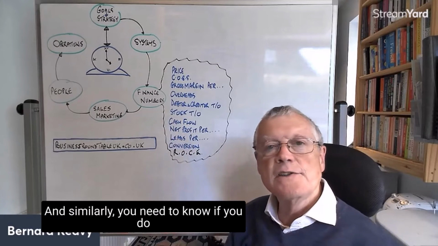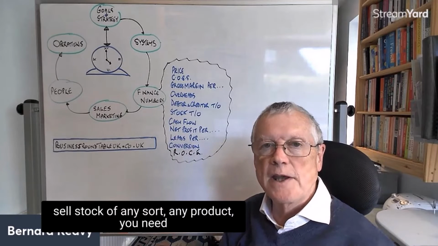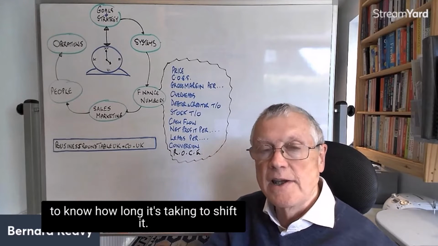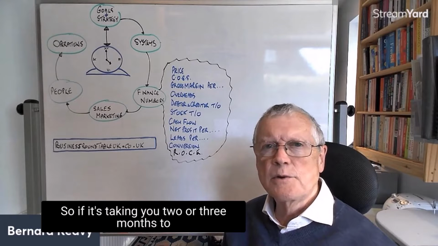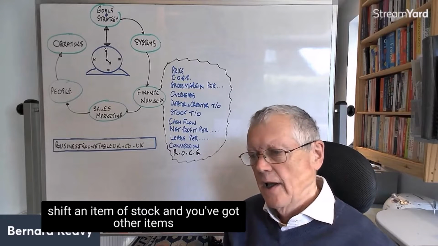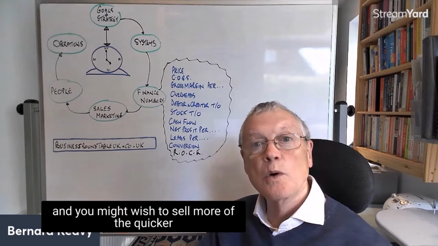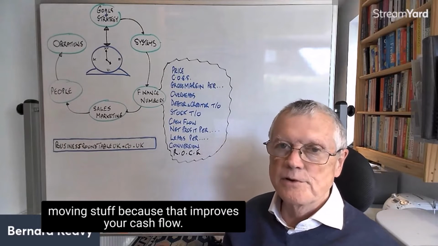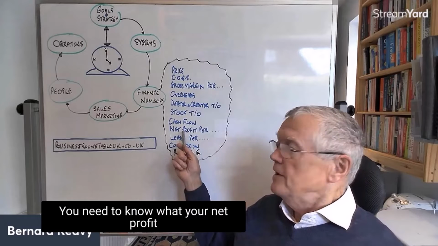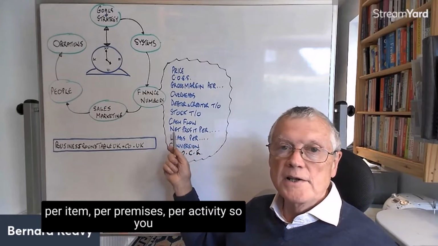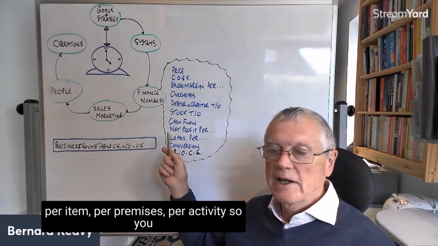And similarly, if you do sell stock of any sort, any product, you need to know how long it's taking to shift it. So if it's taking you 2 or 3 months to shift an item of stock, and you've got other items of stock that you're shifting in 2 or 3 weeks, then you might wish to sell more of the quicker moving stuff, because that improves your cash flow. You need to know what your net profit is per item, per premises, per activity.